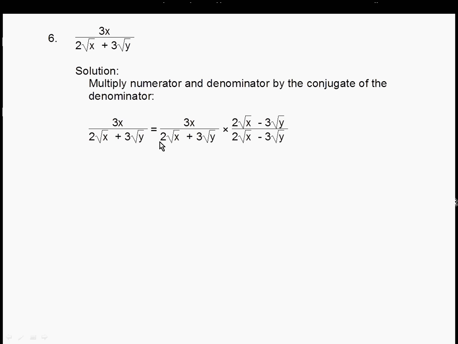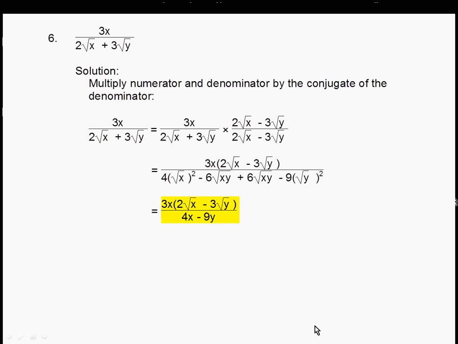So I'll have 4 square root of x squared minus 6 square root of xy plus 6 square root of xy minus 9 square root of y squared. Outer and inner add up to be 0. So I just have 4x minus 9y in the denominator. And again, I'm not inclined to distribute the 3x. You can if you want to, but there's really nothing to be gained by doing it.